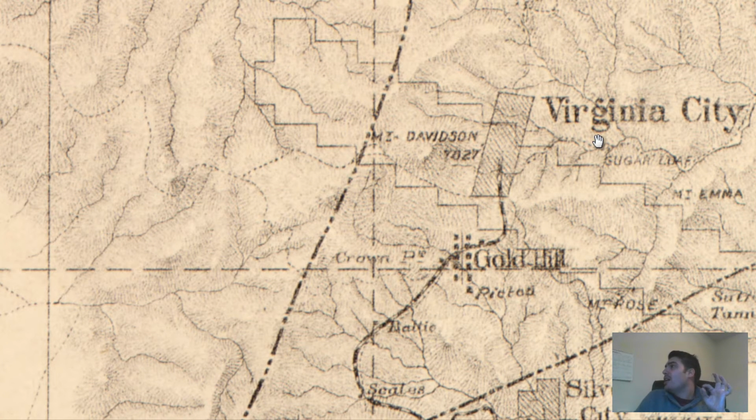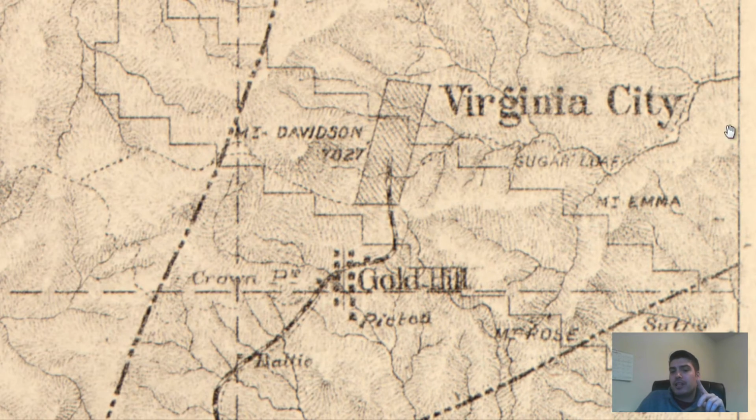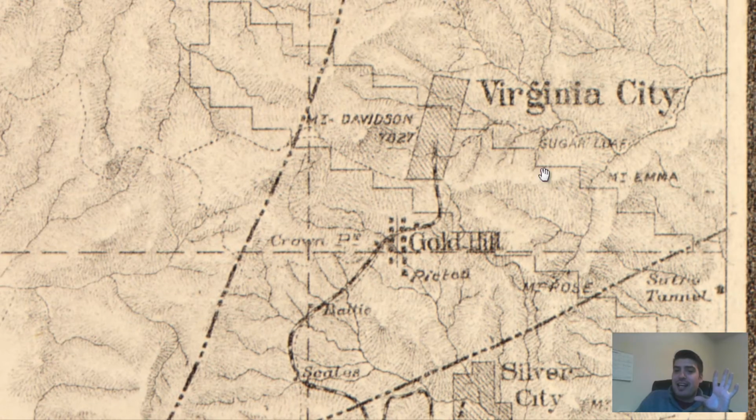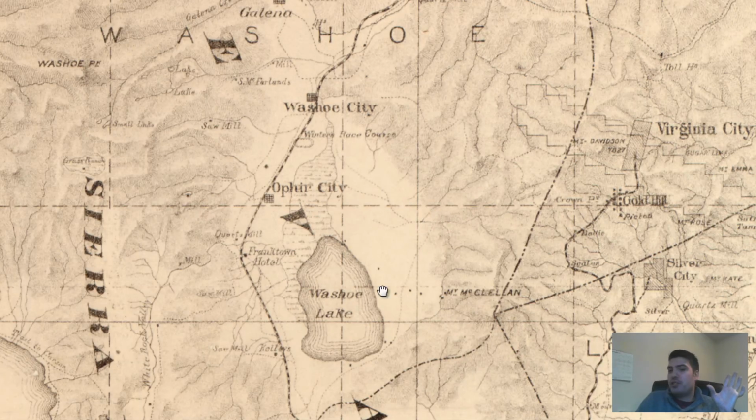And there was actually, I think it was called Comstock Lode. It was a mineral deposit, 15 miles to the east of Virginia City. So it's over in this section right here, just off of the map. But as you can see, Gold Hill, Silver City, come on, these guys were mining like crazy. So I thought that was kind of interesting.